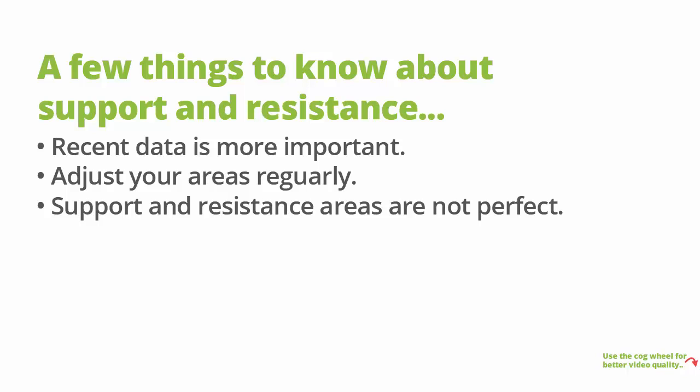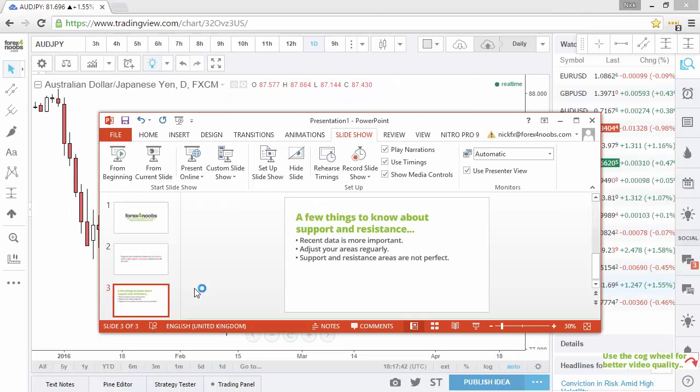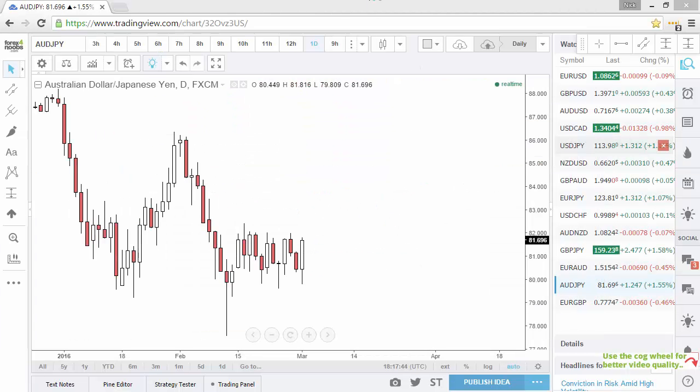So yeah, the easiest way to learn about support resistance areas anyway is to place them. And that's what we're going to do now. We're going to go through my charts and we're going to place support resistance areas. Questions should be kept till after.